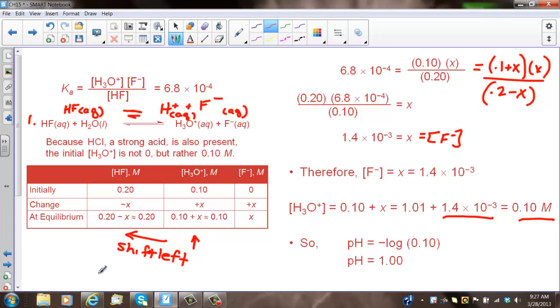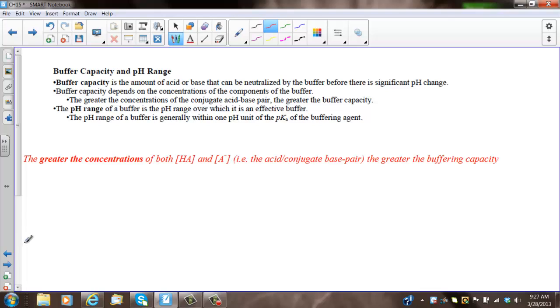of the hydrofluoric acid. Okay, let's talk about buffer capacity for a minute. I don't believe this is in your notes, but you should know what buffer capacity is. Buffer capacity is the amount of acid or base that can be neutralized by the buffer before there is a significant pH change. So your buffer capacity depends on the concentrations of the components of the buffer. The greater the concentrations of the conjugate acid-base pair, the greater the buffering capacity.